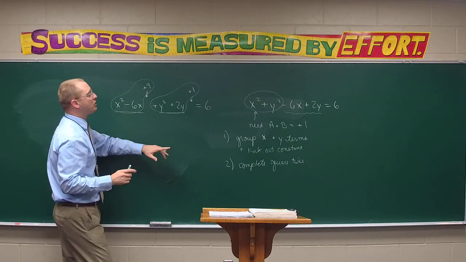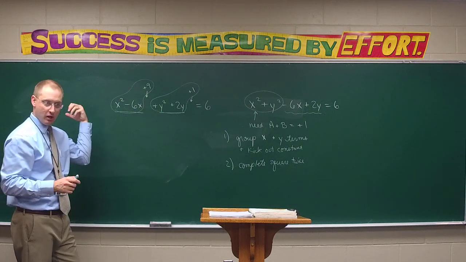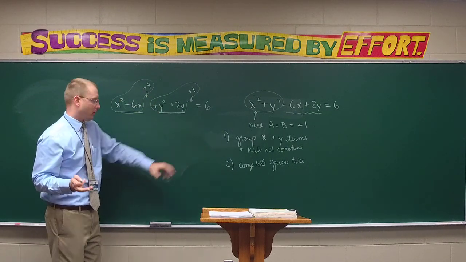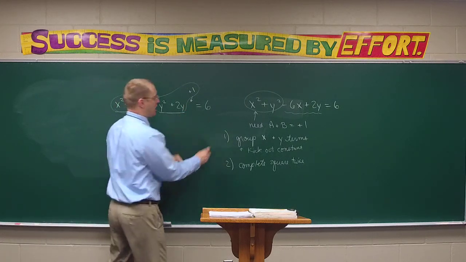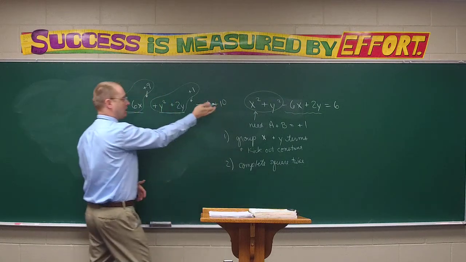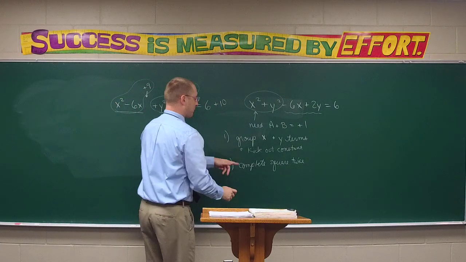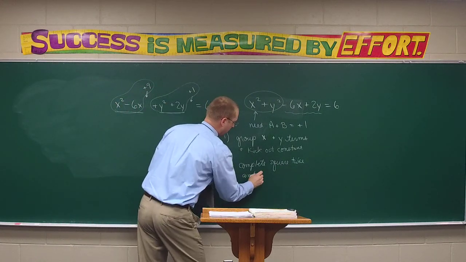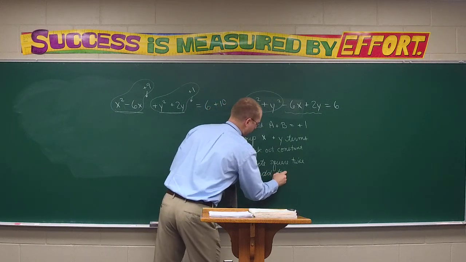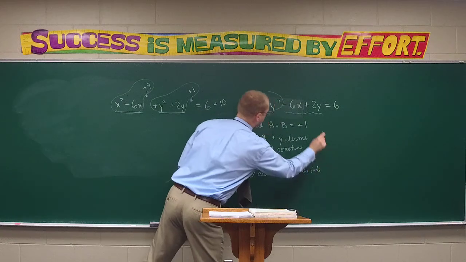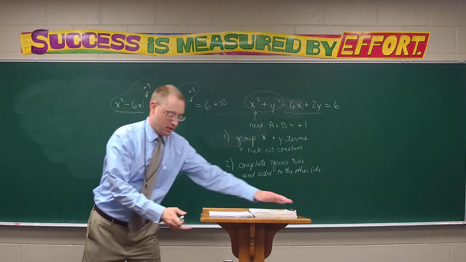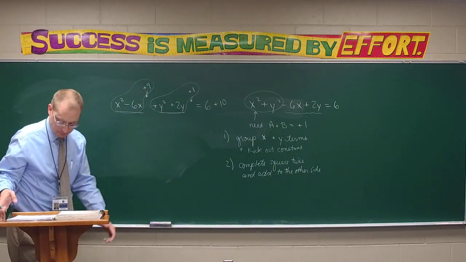But what we do to one side, we have to do to the other side to maintain equality, right? So I can't arbitrarily add a 9 and a 1 over here unless I offset it by also adding a 10 to offset the 9 and 1 over here. So complete the square and add to the other side.